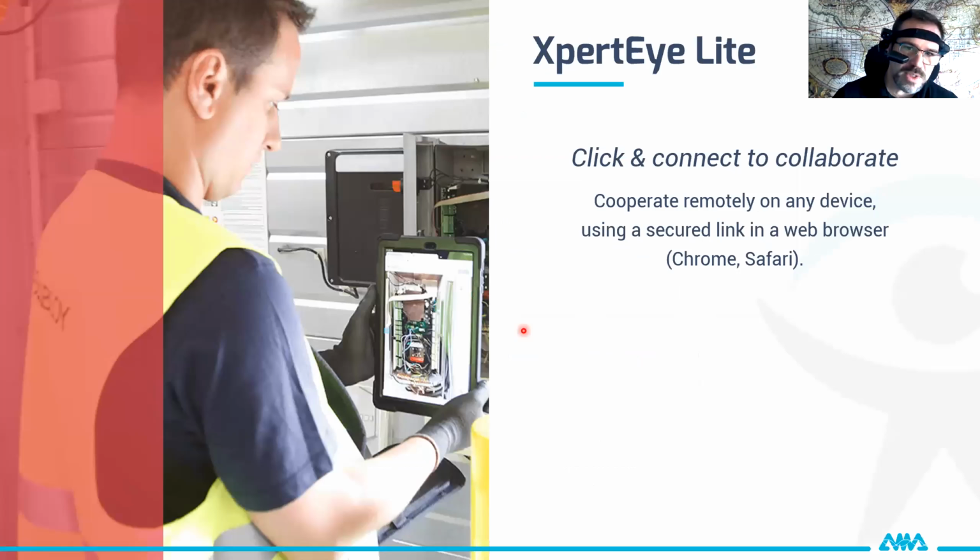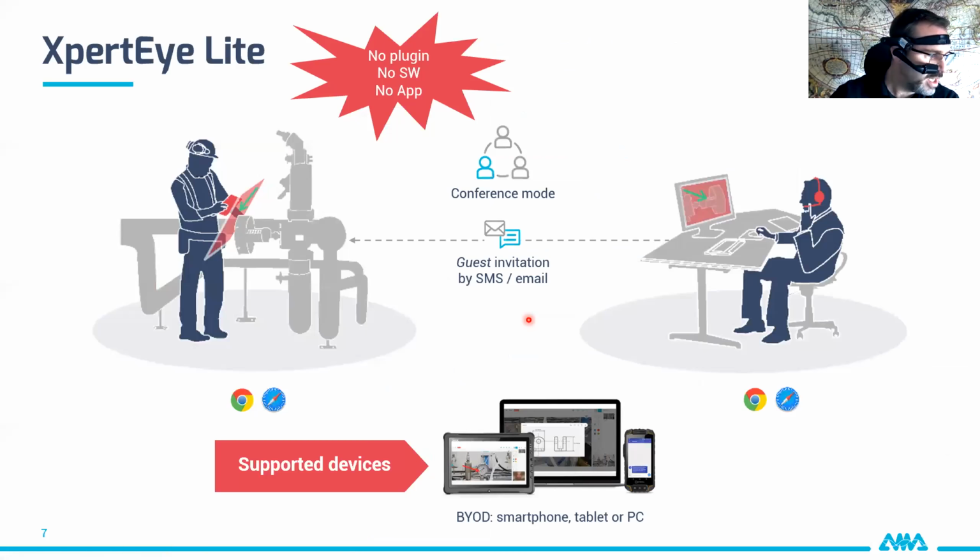So let's start with the light solution. The light solution is our bring your own device solution, which means that you don't need to buy any device. You can just use what you have, whether it's a smartphone, a tablet, or a PC. And here is how it works. The very important thing is that you don't need to install any software, any app, any plugin. It will work just on the browser. So as long as you have Chrome or Safari, you can run it.